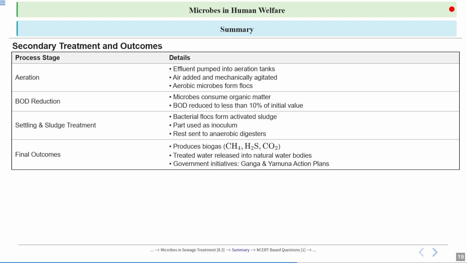and the rest of the activated sludge is pumped to the anaerobic digesters, where further organic matter is broken down with the help of anaerobic bacteria, and in this process biogas is produced. The major components of biogas are methane and carbon dioxide, along with some hydrogen sulfide as well. Then the treated water is released into natural water bodies like rivers and oceans. And some government initiatives have been taken to protect our rivers, such as the Ganga and Yamuna Action Plan.